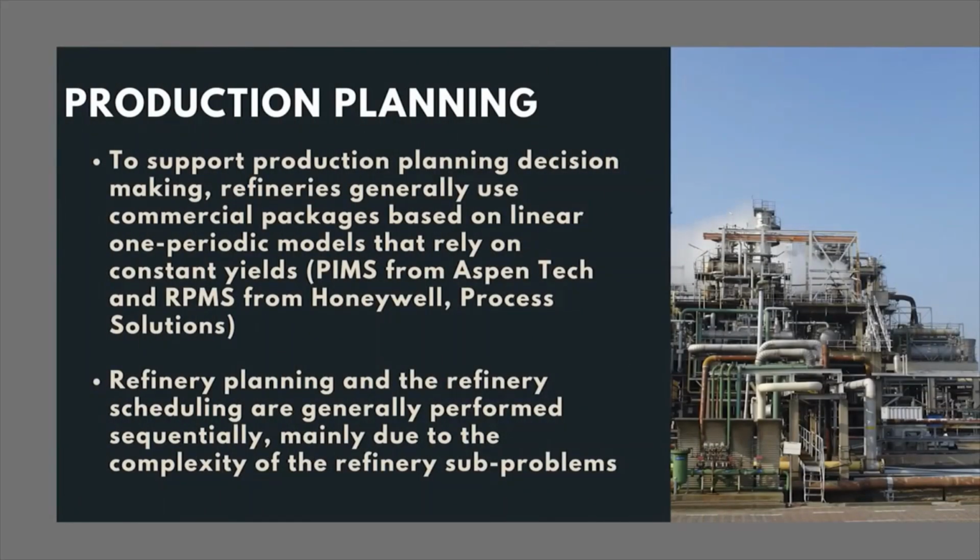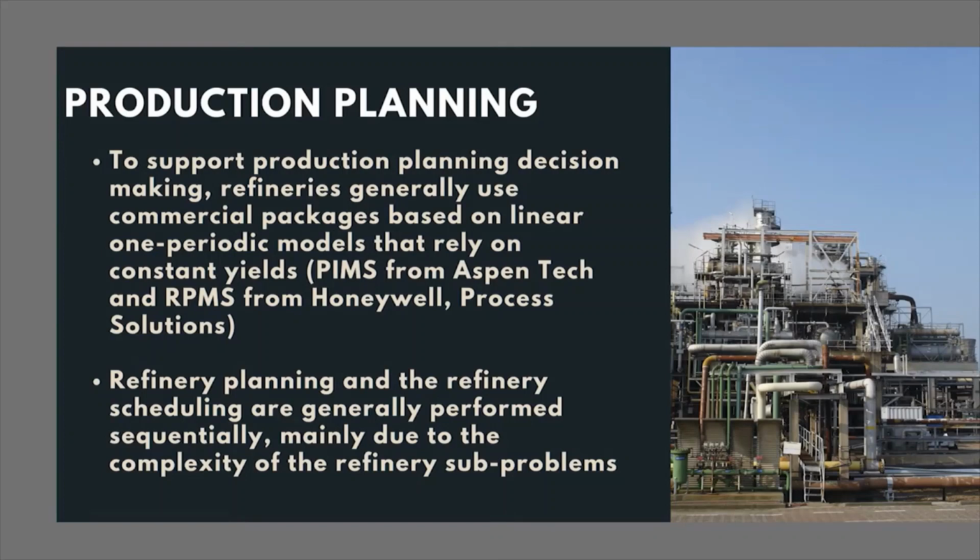To support the production planning decision making, refineries generally use commercially available software packages based on linear one periodic models that rely on constant yields. For example, PIMS is a popular software from Aspen Tech. Similarly, RPM is yet another package from Honeywell. These kinds of solutions are globally widely used by the planners and schedulers to perform their daily tasks.